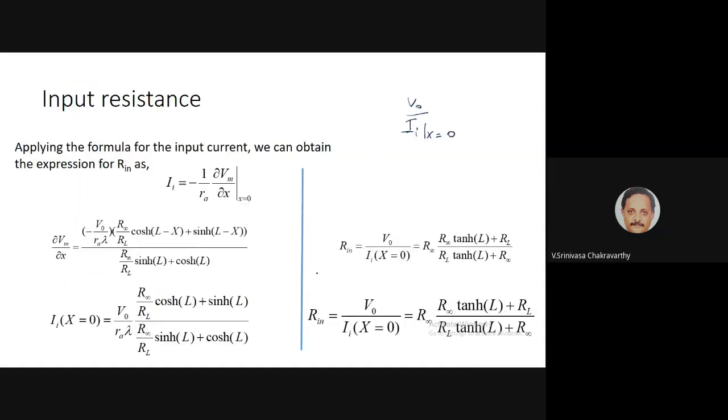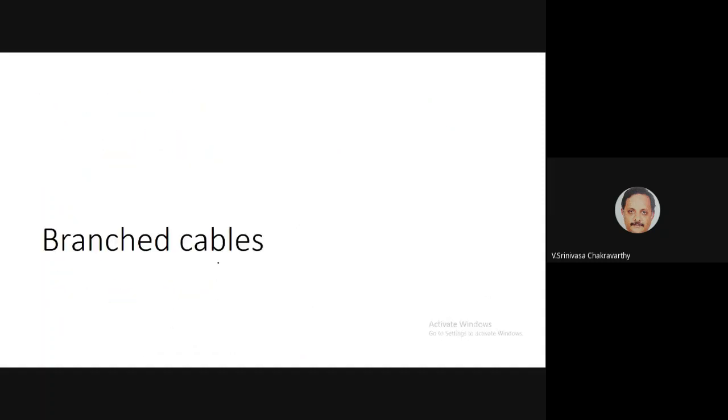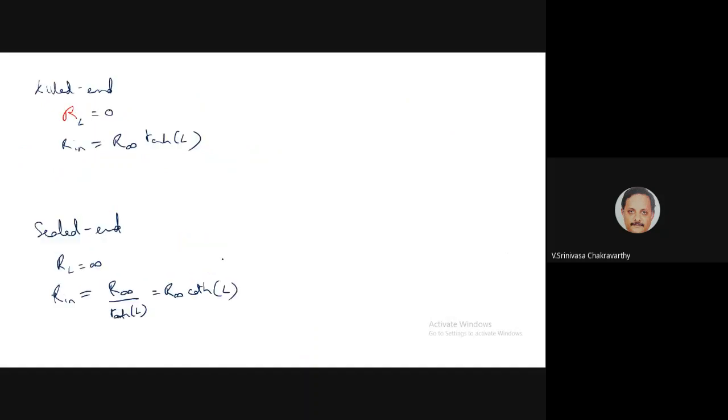Similarly, you can even work out the expression for the voltage distribution. Like that we were able to derive some results for steady state conditions. We have done it for totally five cases: the infinite cable, the semi-infinite cable, and then the finite cable. In the finite cable, we again have three cases: RL equal to 0, RL equal to infinity, and RL arbitrary.